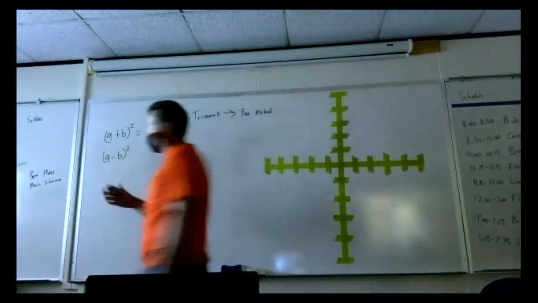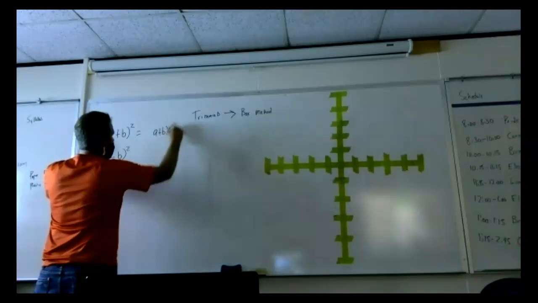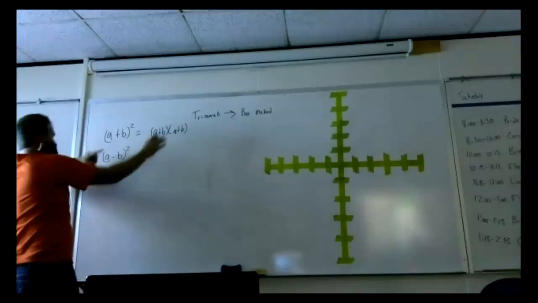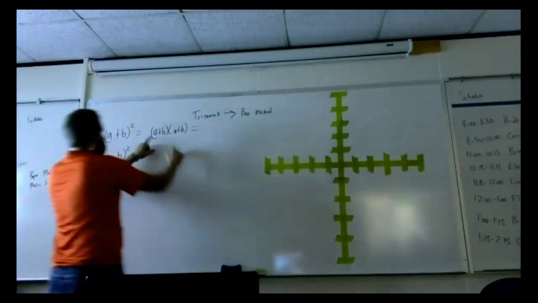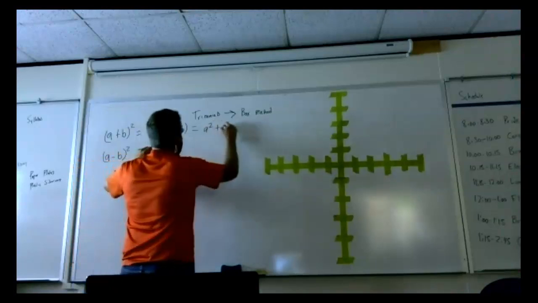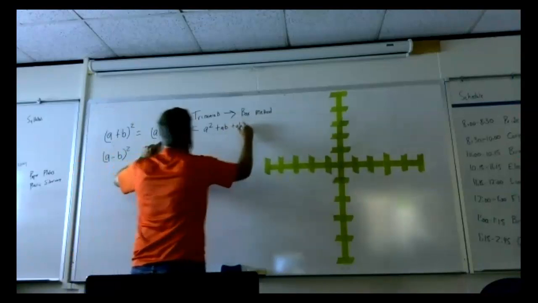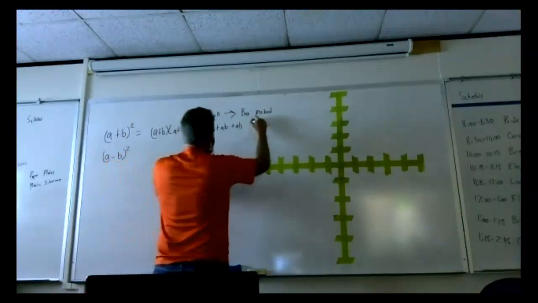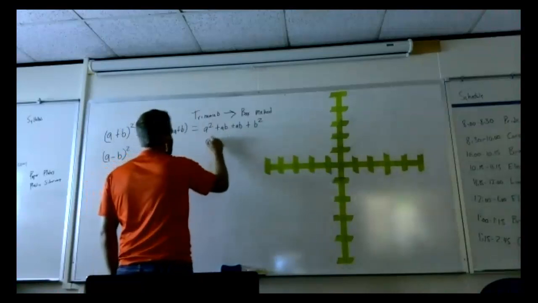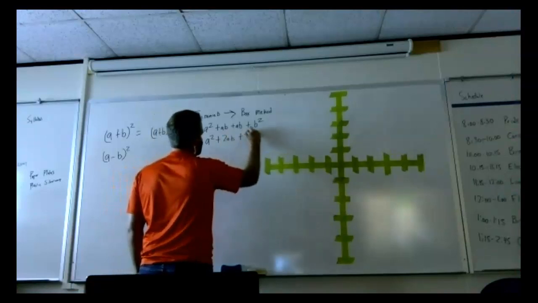If I were to FOIL these out, A plus B squared is equivalent to A plus B times A plus B. That's what that means. If I FOIL these out, I have A times A, which equals A squared. I'm going to have AB as a positive, BA as a positive, and then B times B, which equals B squared. If I combine my like terms, they break down to A squared plus 2AB plus B squared.